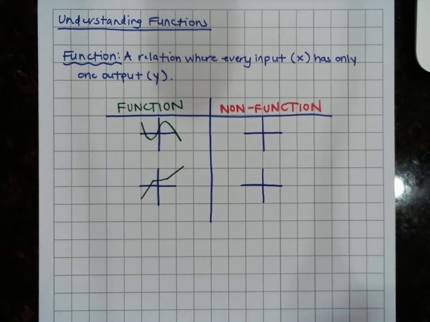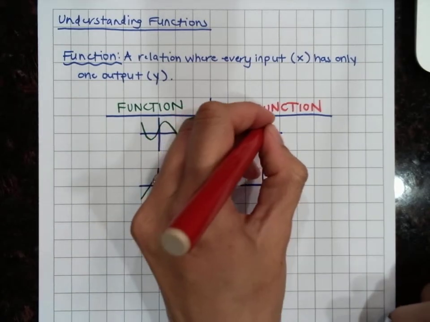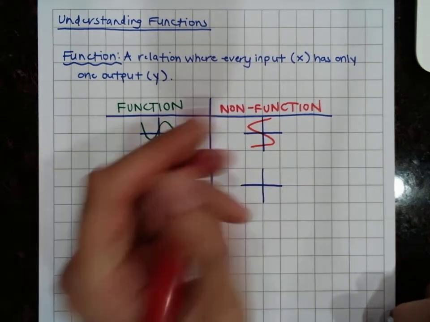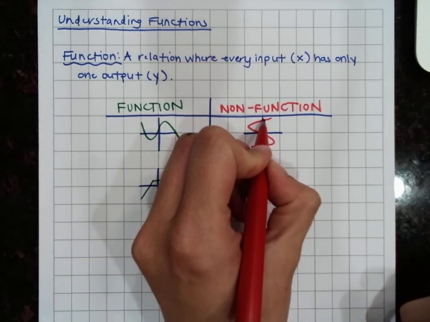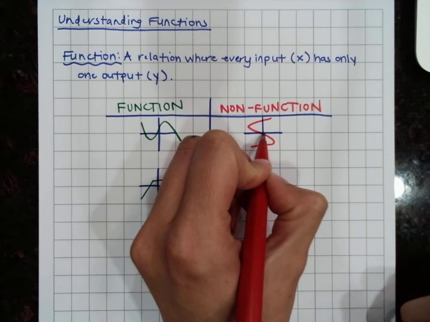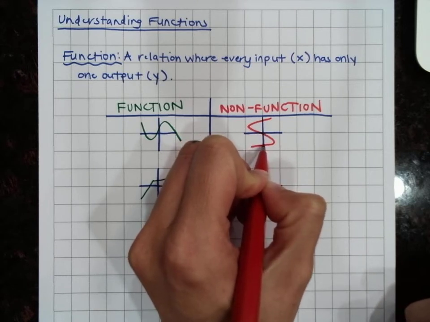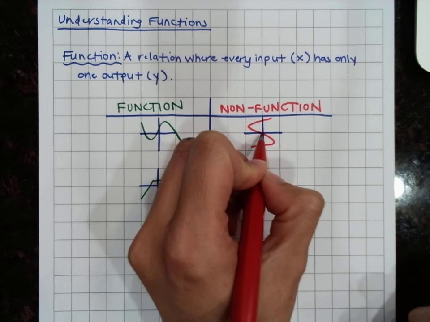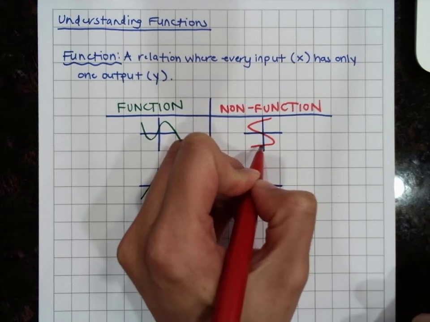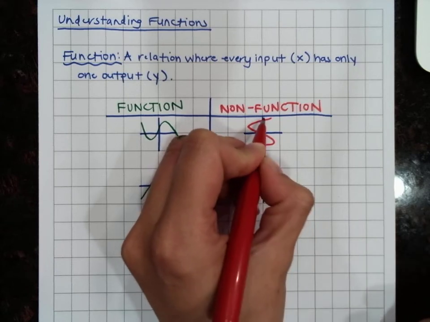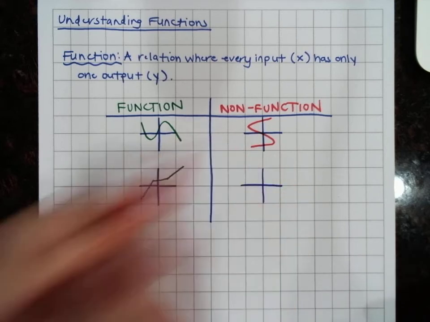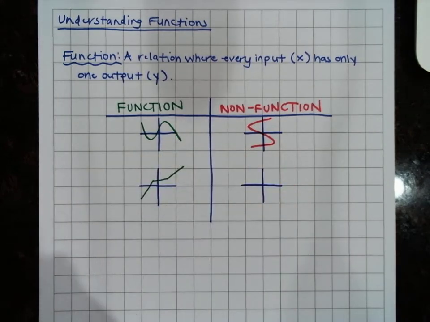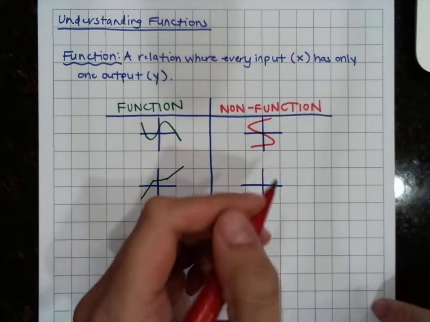Okay, compare that with a non-function. We turn our graph this way. When x is 0, y is, say, 3, -½ and -3. See how I got 3 different y's? That's why it's not a function. I pushed the Sprite button, and once I got a Sprite, once I got a Coke, and once I got a Diet Coke. That makes it not a function.